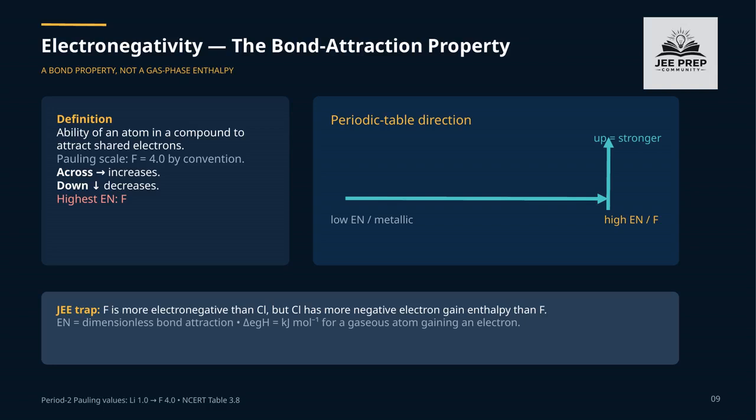Chlorine has more negative electron gain enthalpy than fluorine because chlorine's 3p shell is roomier than fluorine's crowded 2p shell. For ions, cation smaller, anion larger. For isoelectronic species, higher nuclear charge, smaller radius. For chemical behavior, left is metallic and reducing, right is non-metallic and oxidizing. The periodic table is not a list, it is atomic structure made visible.